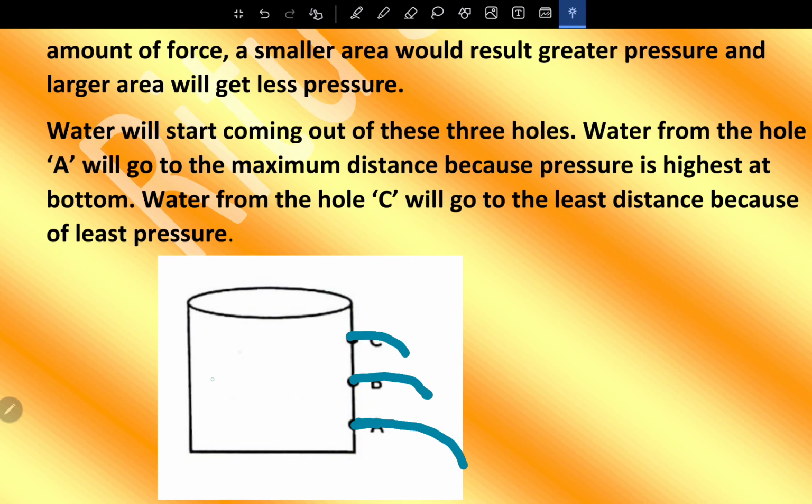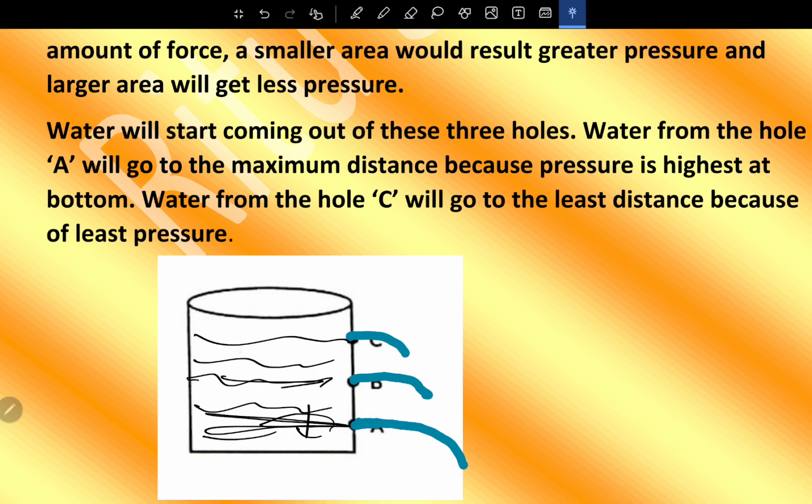This is filled with water and the pressure is maximum. So here the maximum pressure, then here and then here.